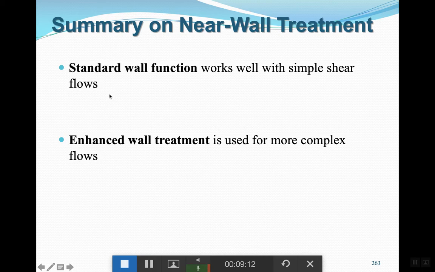So long story short, standard wall function works with simpler flows, whereas enhanced wall treatment works very well with complex flows. But generally speaking, you always start with standard wall function because that's the standard of the industry, and you get fairly good results with that for most problems. If the results don't satisfy you, you can build on that result and change your turbulence model to enhanced wall treatment.